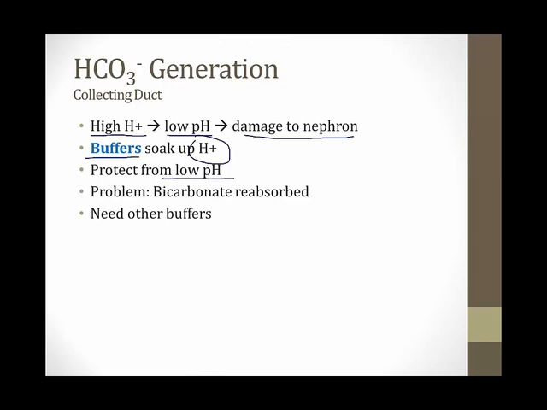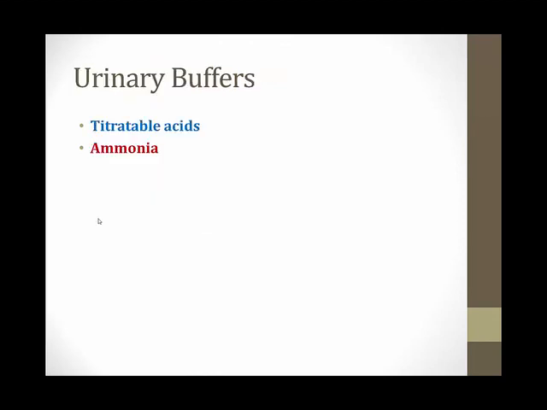In the plasma, as you know, we use bicarbonate as a buffer, but there's a problem. In the kidneys, all the bicarbonate has been reabsorbed by the time the urine reaches the collecting duct. Therefore, we need other buffers to serve in the role that bicarbonate plays as a buffer in the plasma. There are two important urinary buffers that are used to buffer the protons that are secreted from the process of generating new bicarb. The first one is called titratable acids, and the second one is ammonia.